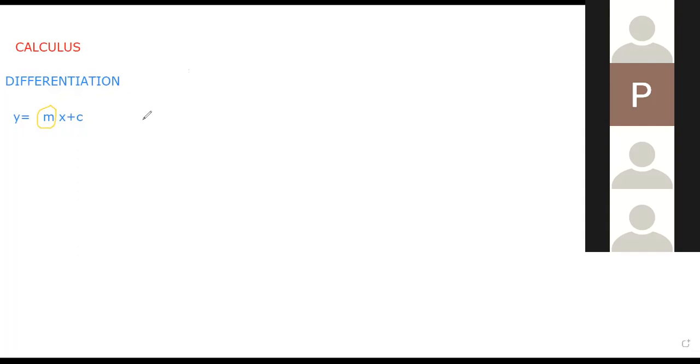Differentiation is basically looking at change, the measure of change. We know the formula for m already: y2 minus y1 over x2 minus x1. The y2 minus y1 is the change in y. I will do the sign for change, but let me just write it as change in y. And then x2 minus x1 is the change in x.